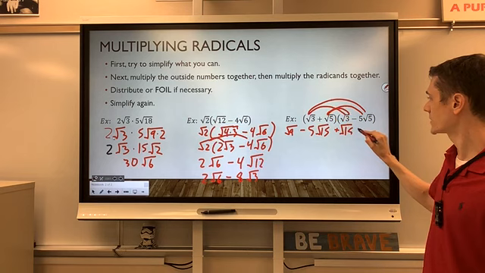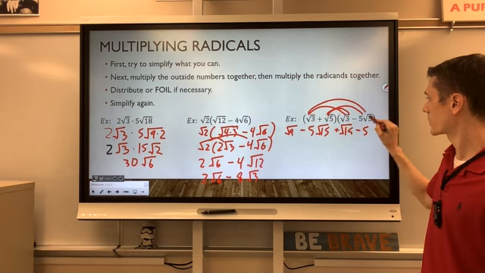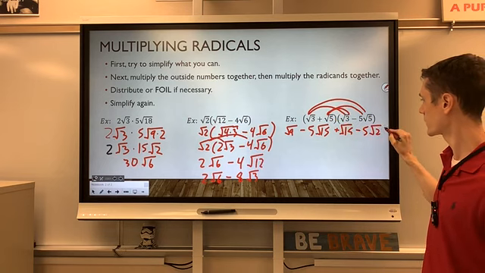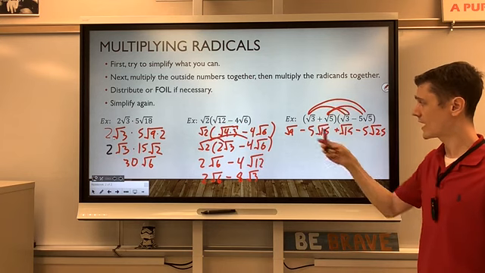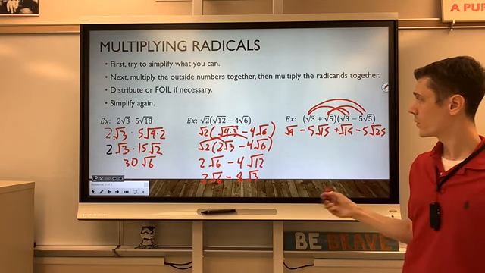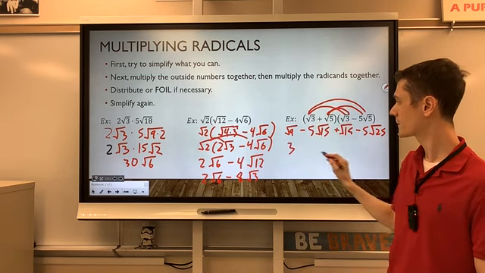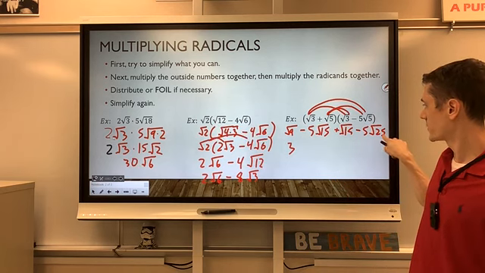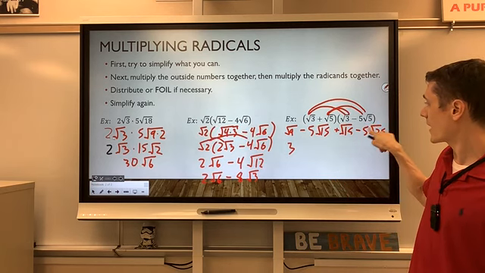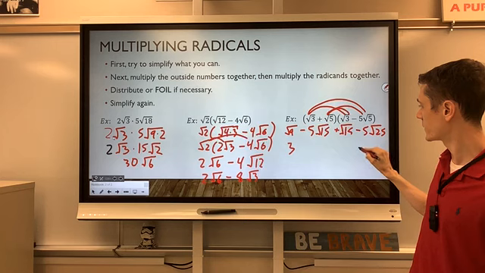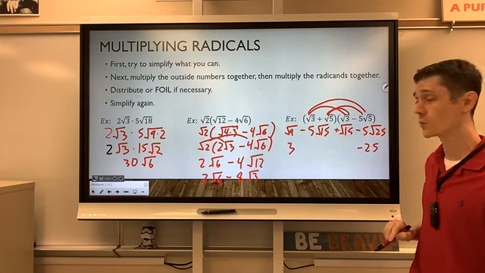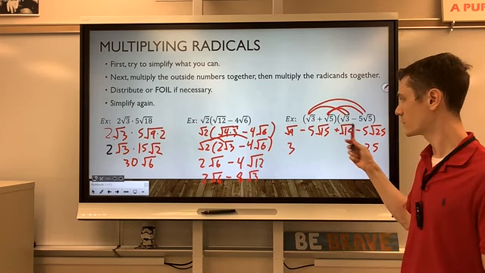So I have the 1 times negative 5 out front, and then square root of 5 times square root of 5 is square root of 25. As far as simplifying some of these radicals, well, the square root of 9 is just 3. And I can also simplify that the square root of 25 is 5. So that's going to get multiplied by the other 5 out front and become a 25. I cannot, however, simplify the square root of 15.